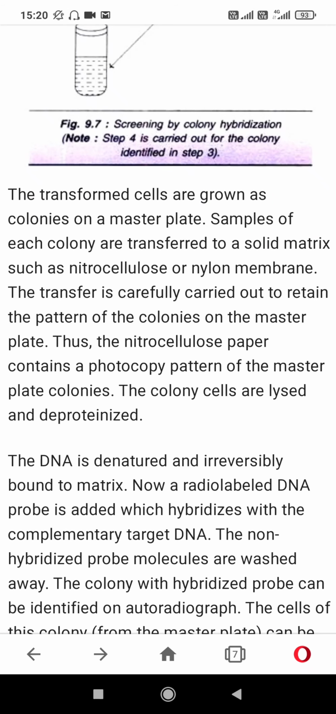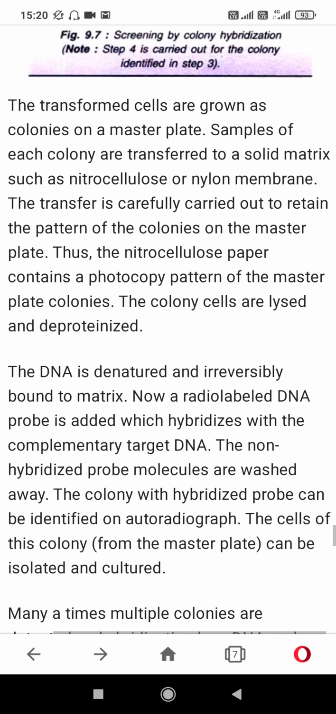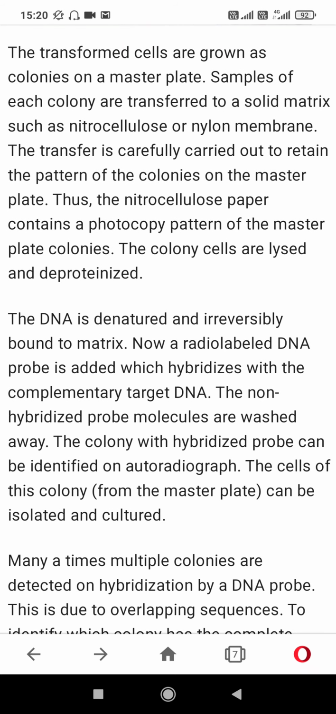The DNA is then denatured and irreversibly bound to the matrix, as stated in DNA hybridization. The DNA is denatured by alkali treatment and irreversibly bound to the matrix, that means to the nitrocellulose membrane. Now a radioactive DNA probe is added, the same way that I have said before in the case of DNA hybridization. So a radioactively labeled DNA probe is added, which will hybridize with the complementary target DNA if present.